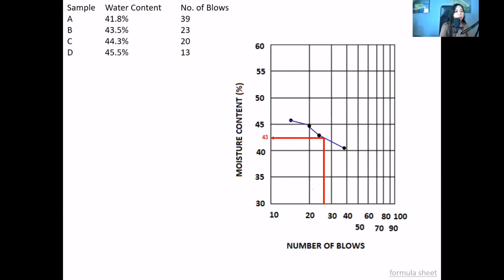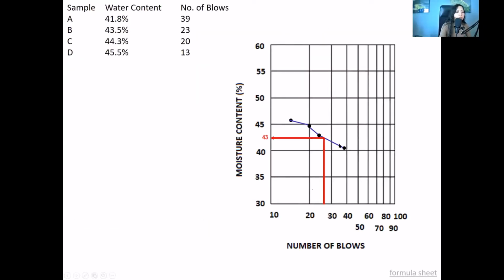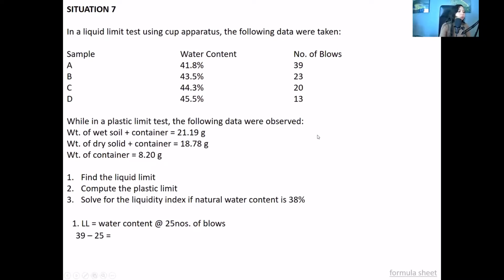So, babalik tayo sa ibang unknown. Ang hinahanap ay liquid limit. So, ang sabi natin, yung liquid limit is the water content at 25 number of blows. Chinek natin siya by eye estimate, eyeball lang. Ang sabi natin 43. I-check natin siya in this time, ano naman siya? What you call this? Interpolation. Okay. So, I have 39 minus 25. So, ang ginamit ko, obviously, is sample A. Okay? Ang ginamit ko is sample A.